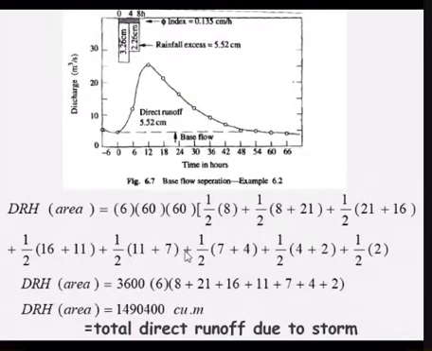Okay? So simplifying further, you now have 1,490,400 cubic meters, the total direct runoff due to the storm. So these are time, no? 6 hours. You convert that to 60 minutes per 1 hour, then 60 seconds per minute. So 6 times 60 times 60 will convert that to seconds. So it is factored out. That's why, computing for the area, you have this one. Okay?